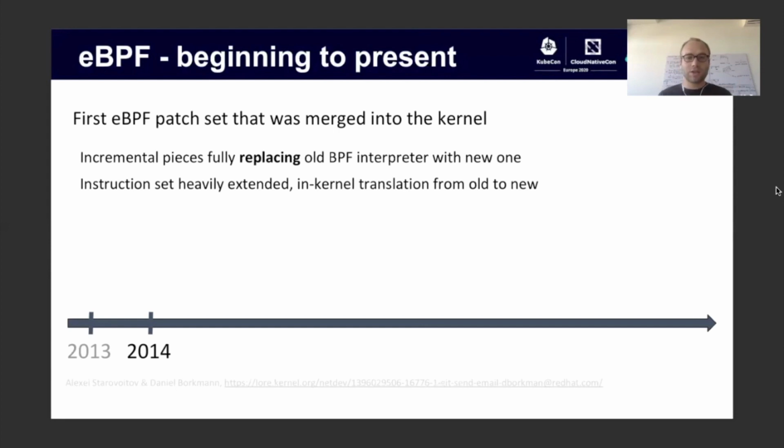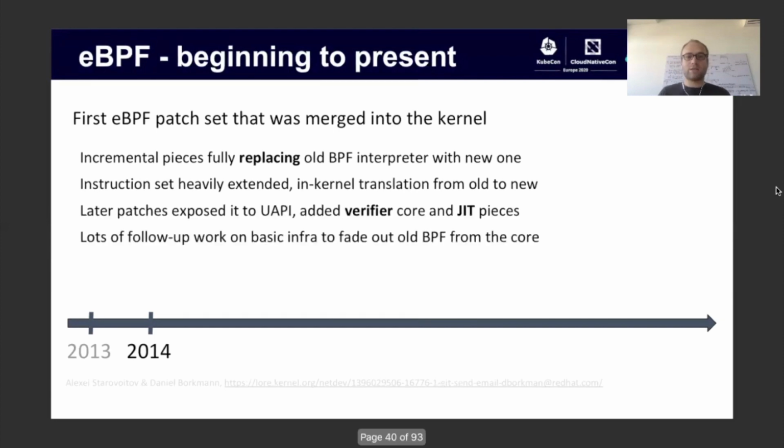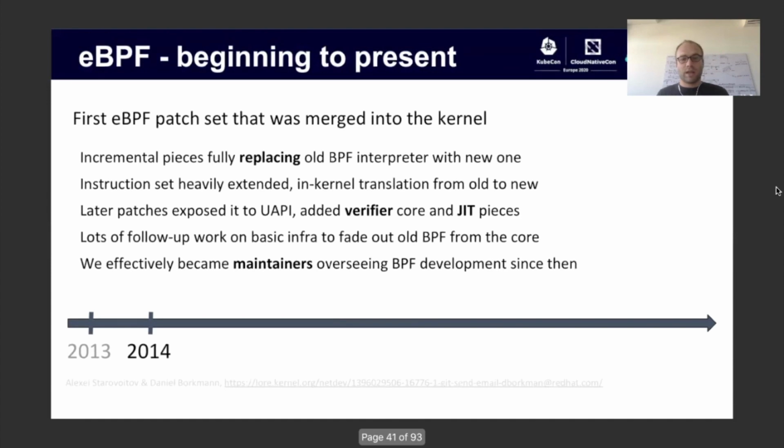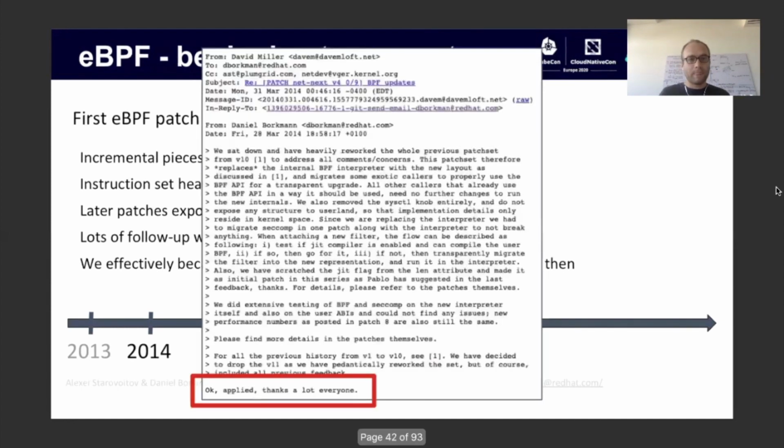And the instruction set got heavily extended, and the tcpdump BPF language back then got translated inside the kernel to the new representation, and later also the verifier and JIT pieces got added and much more work on top of that. And Alexei and myself basically became maintainers because we spent most of the time working on BPF in the kernel and overseeing the development since then. That's where it happened, where David Miller, the networking kernel maintainer, applied the patch set. And yeah, thanks a lot for that.